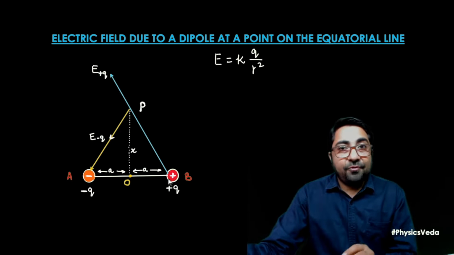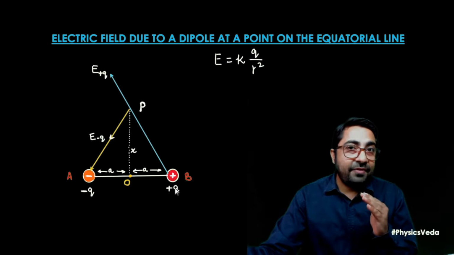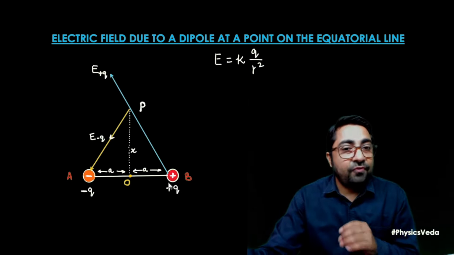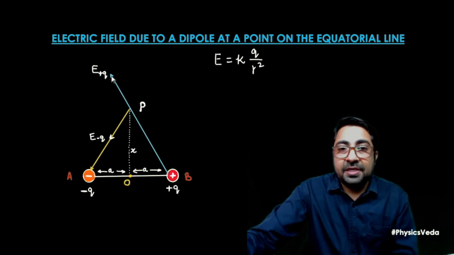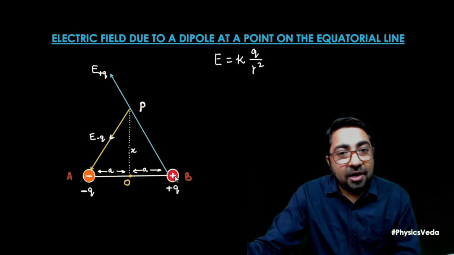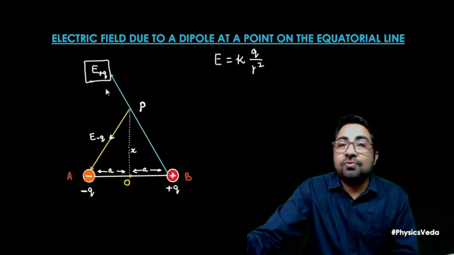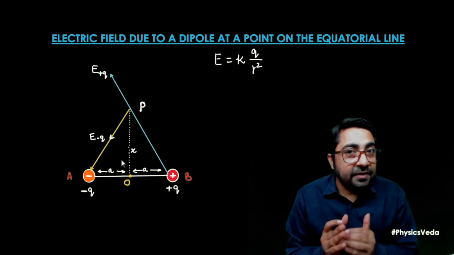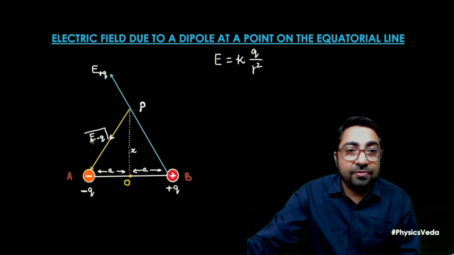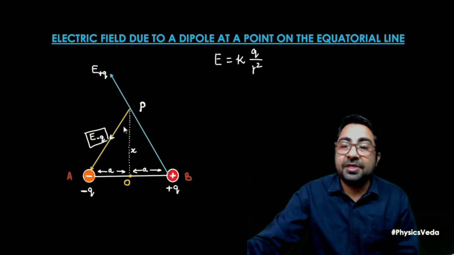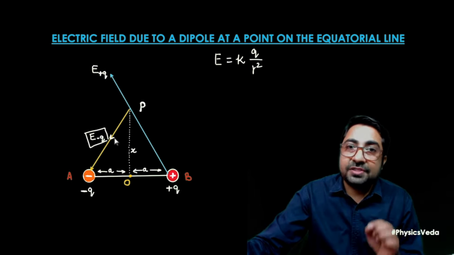As we know, from a positive charge the electric field lines are in the outward direction. So from the positive charge, the electric field vector is in this direction, along the BP direction. This is the electric field intensity due to the positive charge. Due to the negative charge, the electric field lines will be in the inward direction. So the electric field intensity due to the negative charge will be in this direction, along the AP line, but the direction is towards the negative charge here.